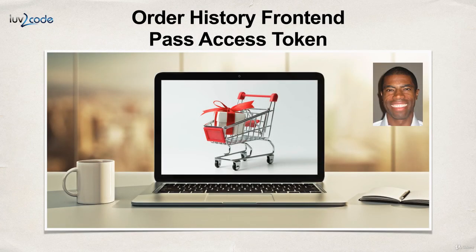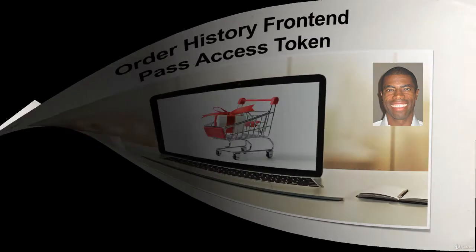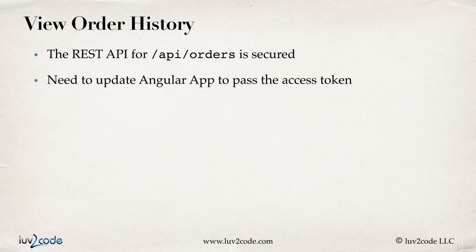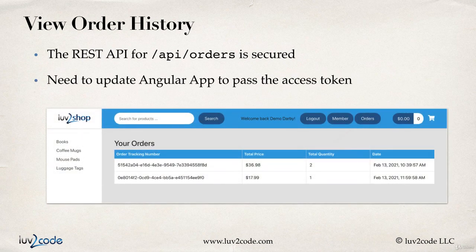In this video, we'll cover the order history front end. We'll learn how to pass the access token. So with our order history, the REST API for /api/orders is secured on the back end. So now we need to update the Angular app to pass the access token.